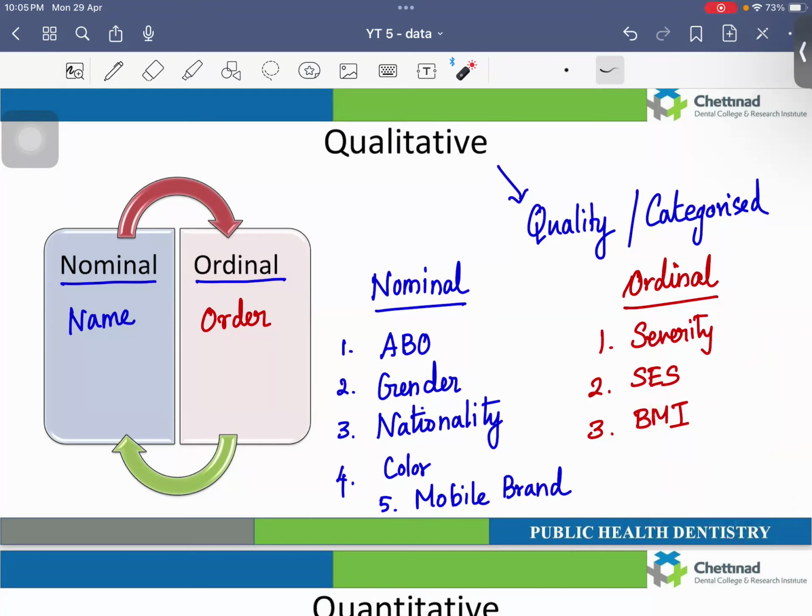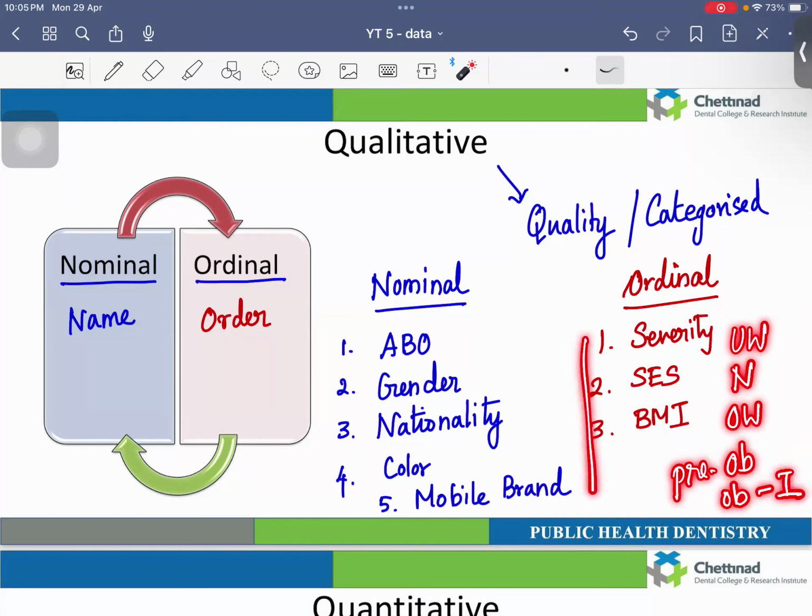For example, in BMI: underweight, normal, overweight, obese or pre-obese, then obese class 1, and so on. As you can see, as the BMI class goes from underweight to obese, there is an increase in BMI value.